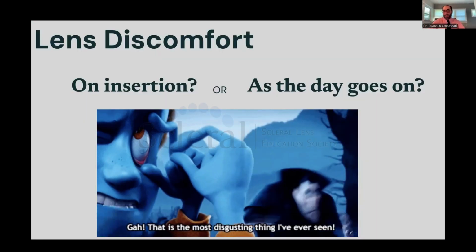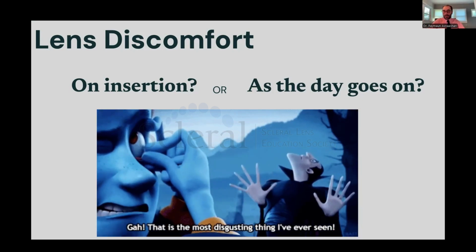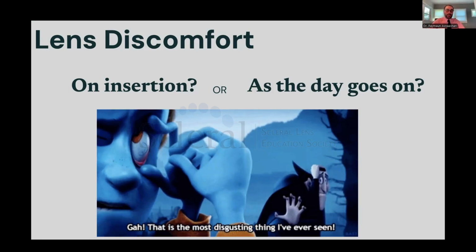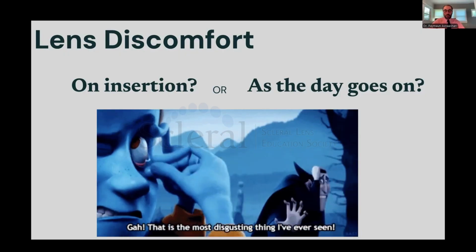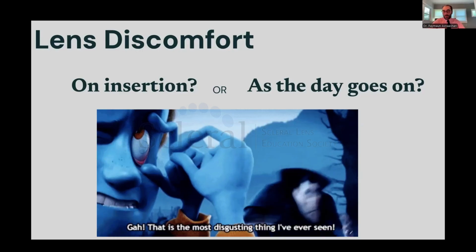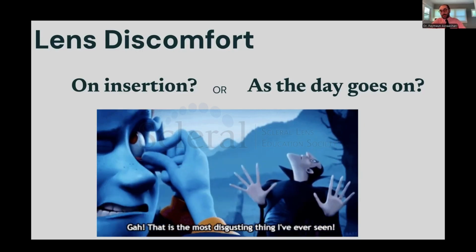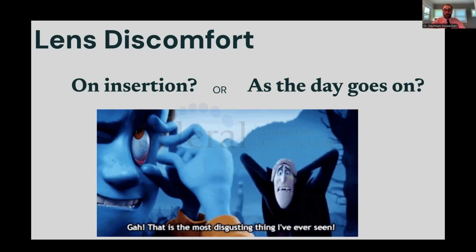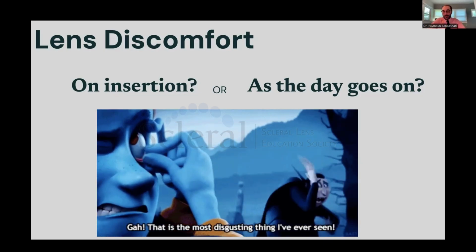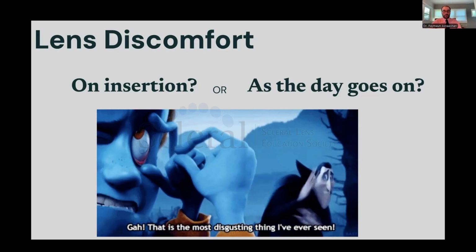Next troubleshooting thing we're going to run into is lens discomfort. I find that this discomfort comes in two forms. It's either on insertion or it typically happens as the day goes on. When a patient presents this, I will usually ask them, is it right away, or is it as you just wear the lens longer? I think this is a good question to ask when patients report that it's uncomfortable, because it can help identify what the issue may be. We'll go over some reasons here.